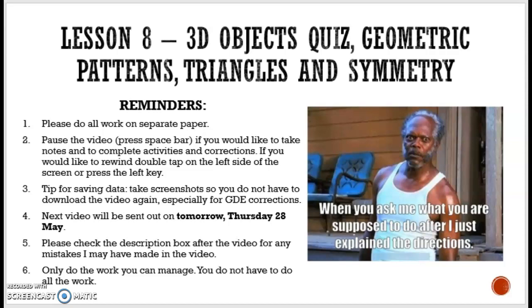Today we're going to be doing our 3D objects quiz, geometric patterns, triangles and symmetry. Please take note of point number 4, that the next video will be sent out on Thursday the 28th of May. Let us begin with our quiz.